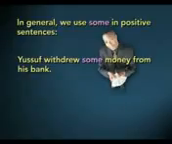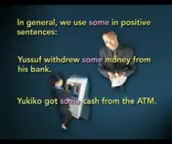Hi there. In this lesson, we will learn the use of two important words, some and any. Both words indicate amount. Indicate means to show, right? These words are used often in American English. Look at the graphic. In general, we use some in positive sentences. Yusuf withdrew some money from his bank. Yukiko got some cash from the ATM.